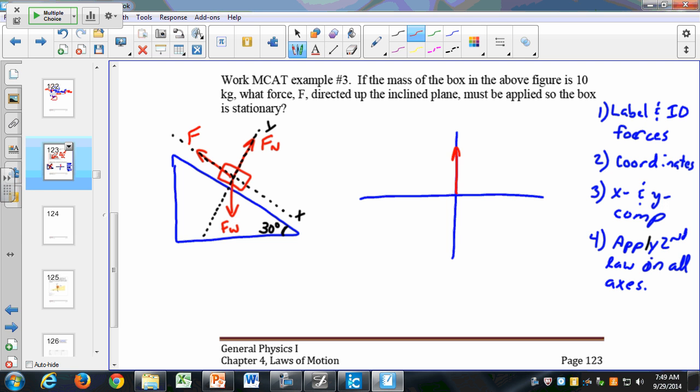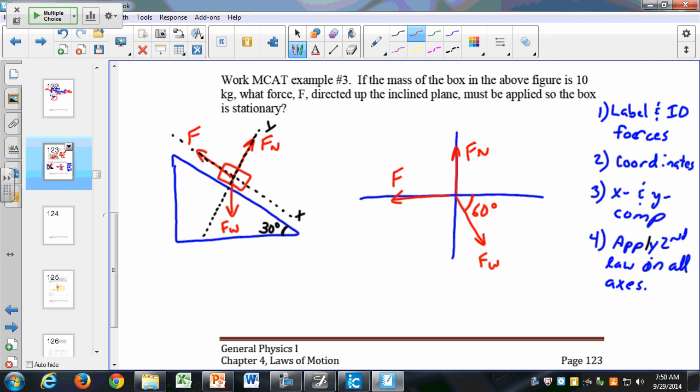So here's my normal force. Here's my force along the plane. And then I have my weight, which is here. Okay. I usually define this angle for a vector. So given that inclined plane, what is that angle? What do y'all think? What is that angle? It is 60 degrees, that's right. So this angle is equal to 60.